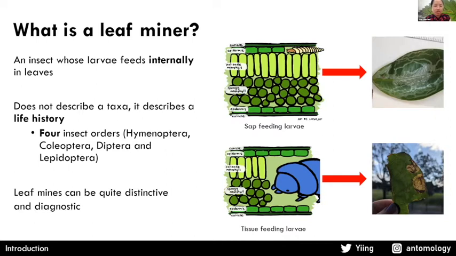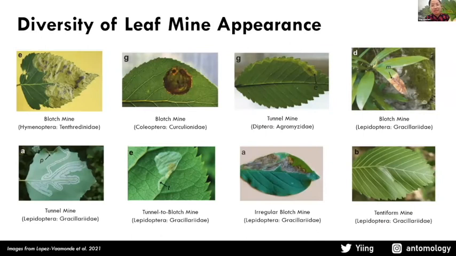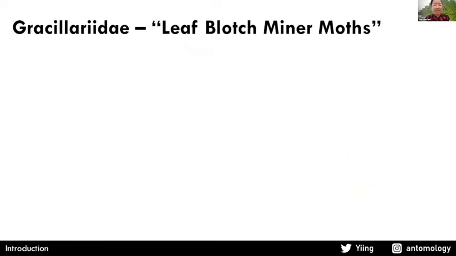Alternatively, there are tissue feeding larvae who feed a bit more indiscriminately within the leaf, and when you hold it up to the light, you'll actually be able to see through and see the larvae inside. I wanted to share some interesting images of different types of leaf mines. The last 5 images are just from Gracilariids. So even within one moth family, you can see that there's a lot of diversity in how the leaf mines appear. So what about my taxa?